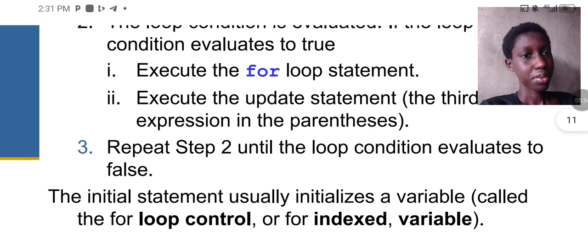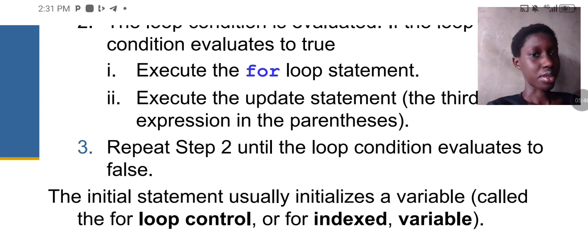So the initial statement usually initializes a variable called the for loop control variable or for index variable. The initial statement initializes a variable the way we initialize a variable, that's assigning a value to a variable. So that's basically what the initial statement does. It's also known as the for loop control, or let's say the for index variable.